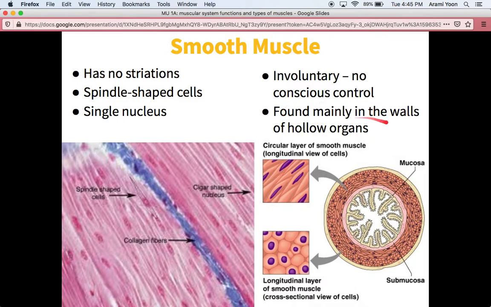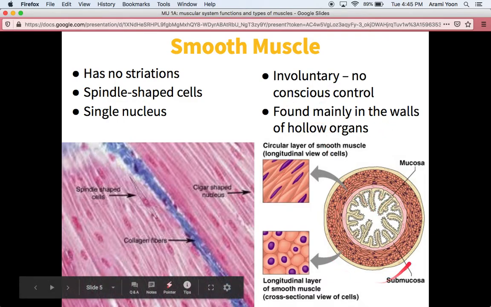And then they're found mainly in the walls of hollow organs. So here would be, for example, an intestinal cross-section where you can see these are the walls of the intestine here, and then this would be the interior lumen of the intestine with all of these cells sticking out like that. And so these smooth muscle cells form a ring that allows the interior lumen to expand if food is passing through, or to contract in order to push the food to the next part of the intestine.